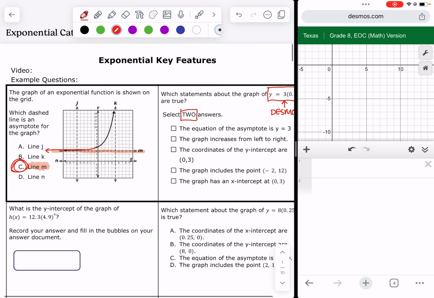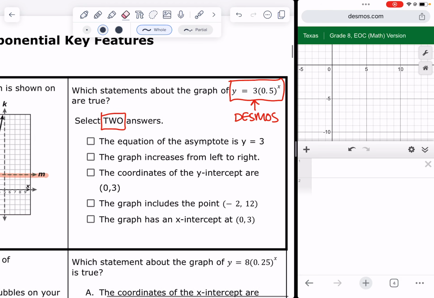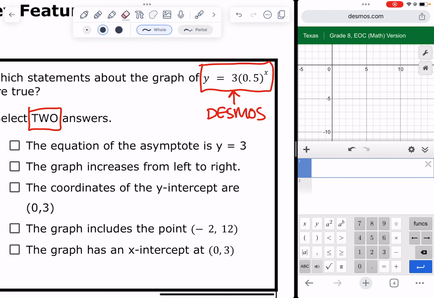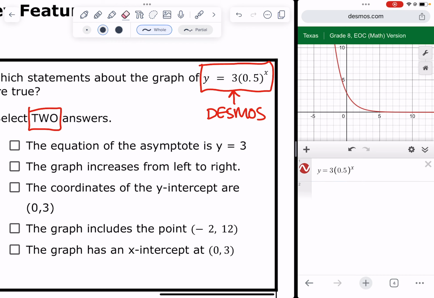Another important thing to note about the asymptote real quick is it does not cross the J shape. It never touches the J shape. It just kind of runs along the side. This is going to be important for this one. So y equals 3 parentheses 0.5 parentheses little x. And we have our exponential function.